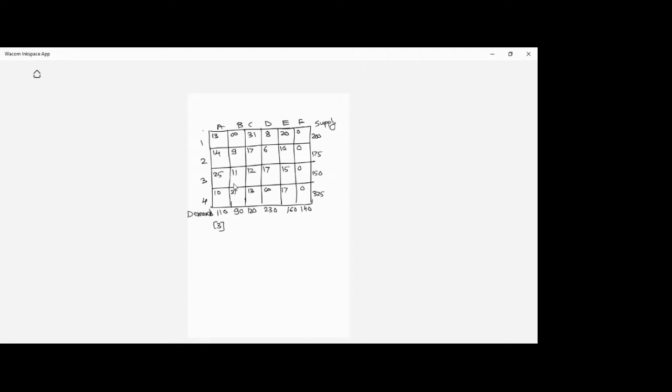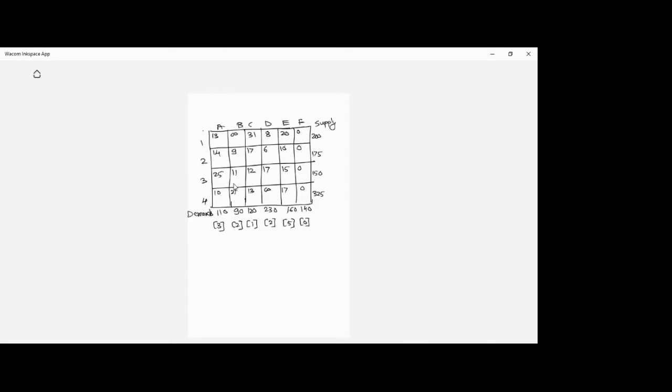Nextly, we have 11 and 9. So the penalty is 2. Nextly, we have 13 and 12. So the penalty is 1. We have 6 and 8. So the penalty is 2. We have 10 and 15. So the penalty is 5. And lastly, we have the penalty as 0.